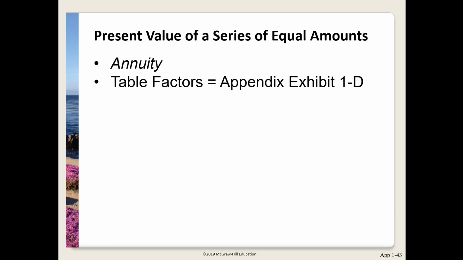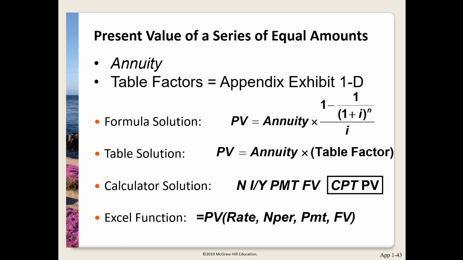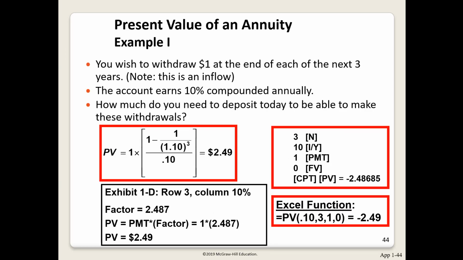So far we've looked at the present value of a lump sum. Now we expand to the present value of a series of amounts, an annuity. You can use present value of an annuity computations to determine how much you need to deposit now so that you can withdraw a certain amount out of the account for a desired number of years. Again, 4 methods: formula, table, calculator, Excel. As with the computation of the future value of annuities, the sign convention is very important.